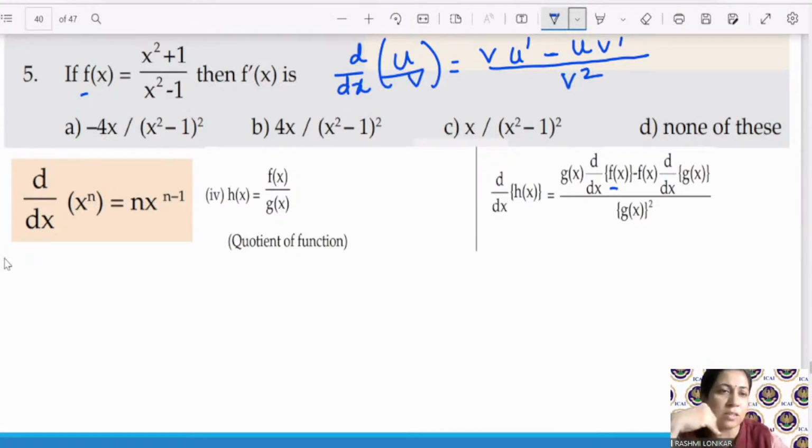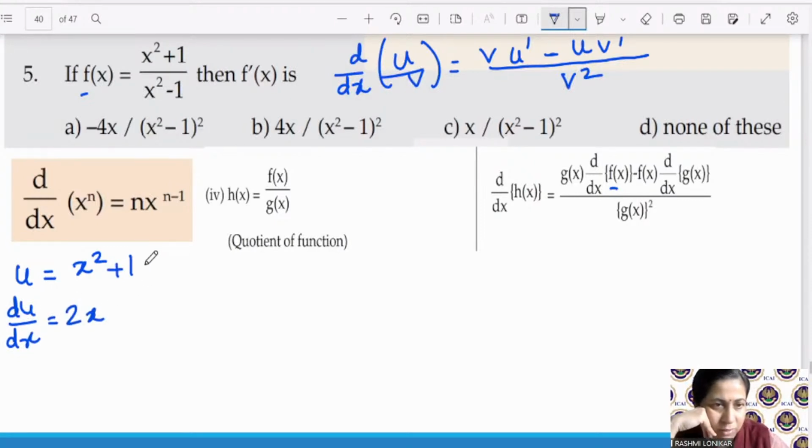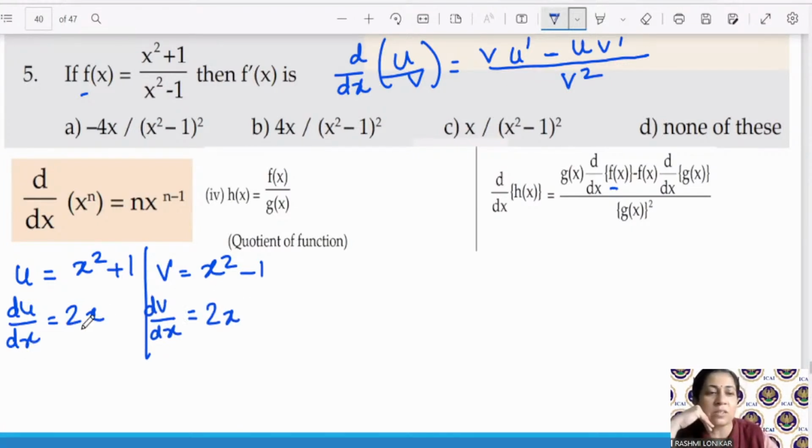Okay, so in this case, what is my u? U is equal to x square plus 1. What will be my du by dx? It will be equal to 2x. What is my v? V is equal to x square minus 1. What is my dv by dx? Which is also equal to 2x. Okay, du by dx is also 2x, dv by dx is also 2x. I have my u, I have my v, I have my u dash, and I have my v dash.